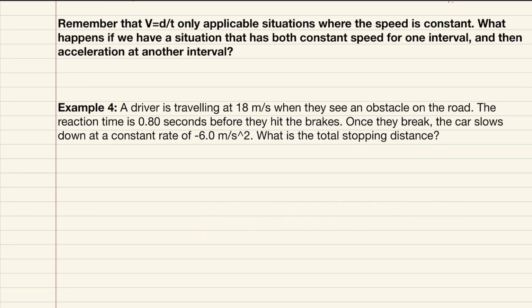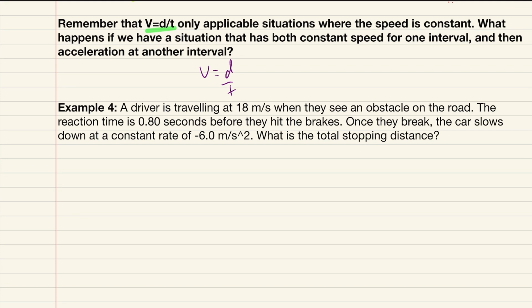So now in kinematics, you got motion that breaks down into two general categories. You got motion that is at a constant speed, and when it's at a constant speed, that's when we use the v equals d over t, or properly expressed like this. And then you got motion that accelerates, and when it accelerates, we have to use the other kinematics formulas.